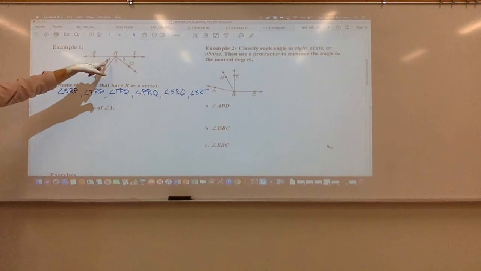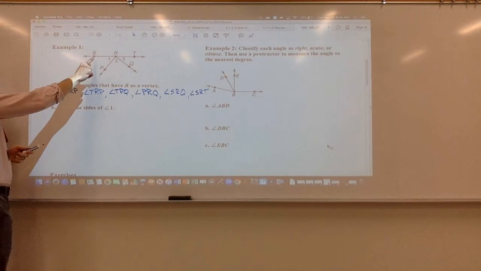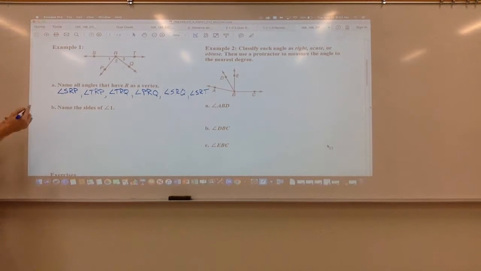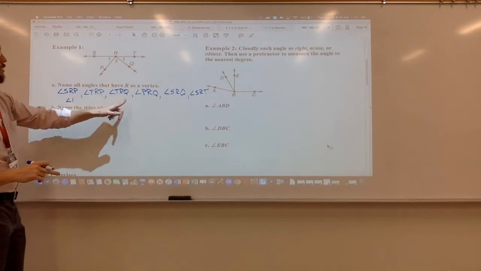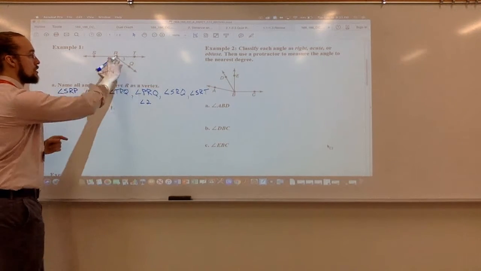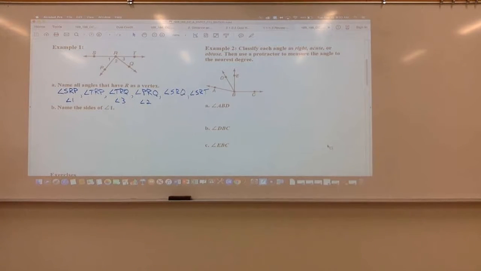So we've got other names here, right? We've got angles 1, 2, and 3, but technically we already named each of those. So SRP is the same thing as angle 1. PRQ is the same as angle 2, and then TRQ, that's the same thing as angle 3. But we would not have to name them both ways. If you just put one of them down, that's all right. Yeah, we'll get there. You keep jumping ahead.